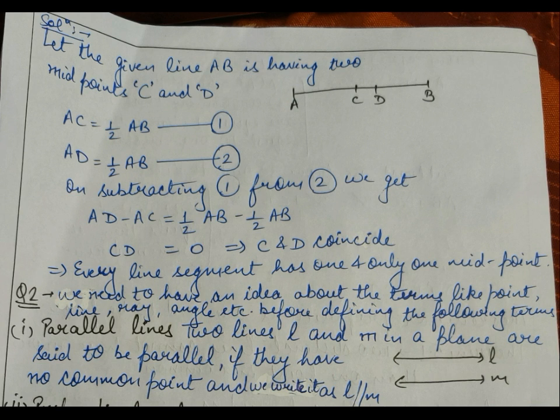Let the given line AB have two midpoints C and D. Okay, we are supposing that there are two midpoints C and D. So what can we write according to this? That AC is equal to half of AB, name it as equation number 1. AD is equal to half of AB, name it as equation number 2. On subtracting first from second, we get that AD minus AC is equal to half of AB minus half of AB. So finally, according to the figure, we can write that CD is equal to 0, and this implies C and D coincide. So we can say that every line segment has one and only one midpoint.